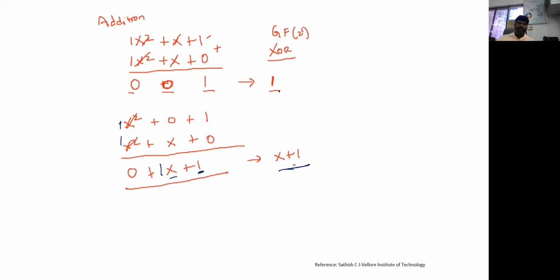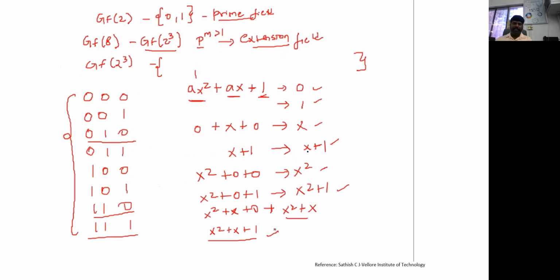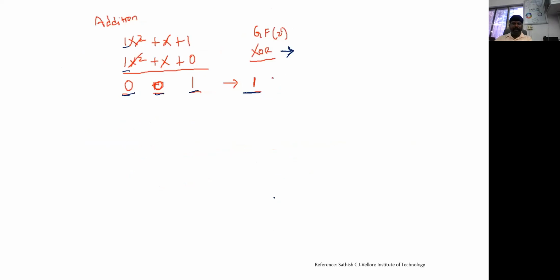And we need to make sure that when we perform this addition or multiplication operation, whatever result we get is part of this GF 2 power 3, which are the 8 resultant values we calculated. So here we arrive at the value x plus 1, and we check whether x plus 1 is present in this prime field. Yes, it is available. So we are fine.